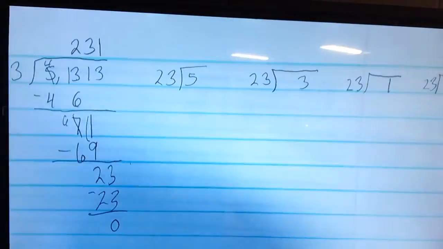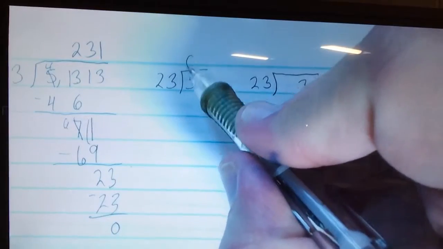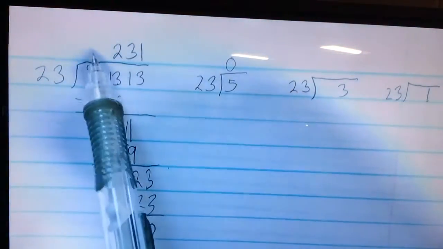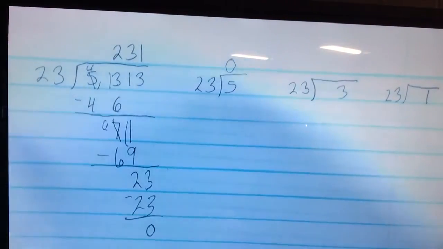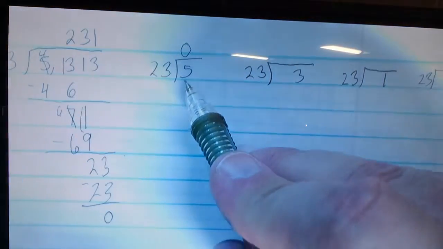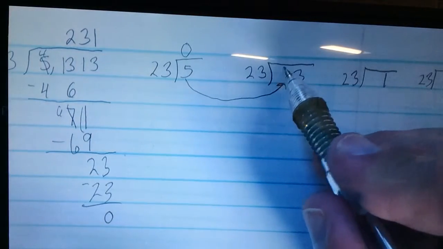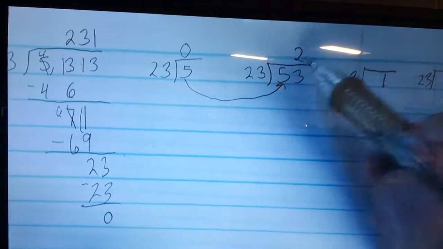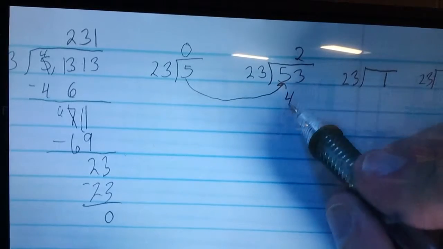So the first thing I'm going to say is that I can get 0 groups of 23 out of 5. It's just not going to happen. When I was over here, I did not even put a 0 here. I just went straight to 53, and so I could get 2 groups out of it. But now here's what I'm going to do now. I take this 5, and it's going to travel in front of this 3, and I'm putting the 5 right there. And I can get 2 groups of 23 out of 53. So 23 times 2 is going to give me 46.